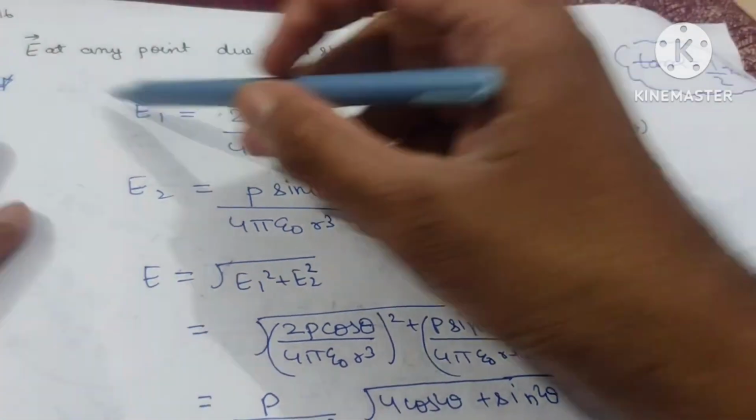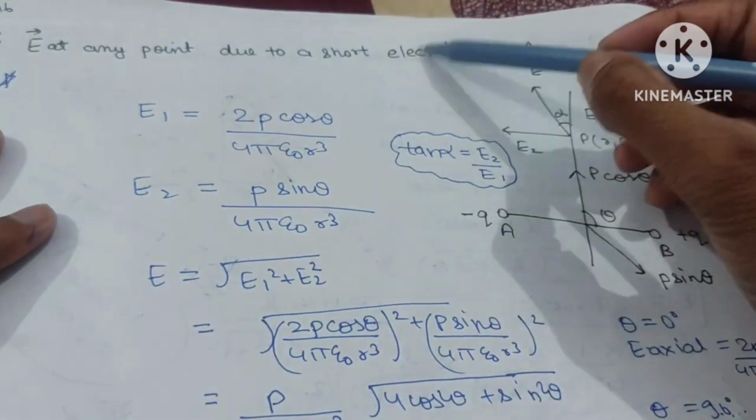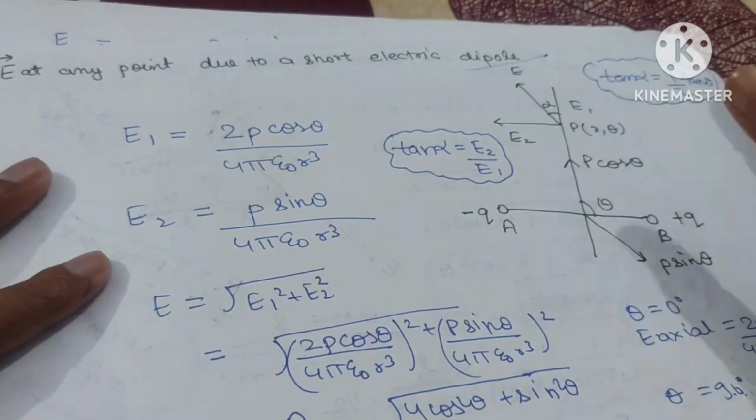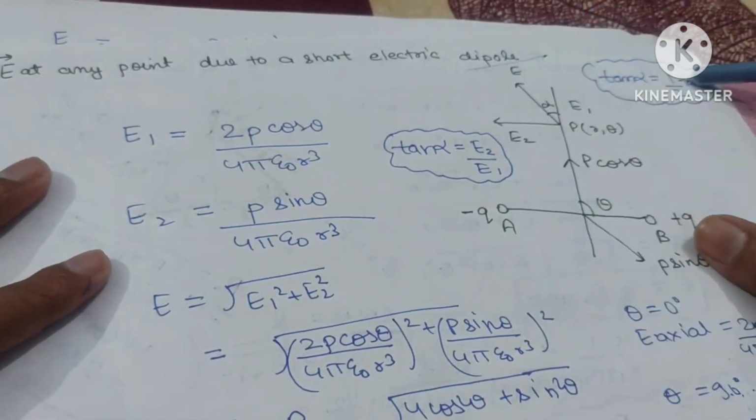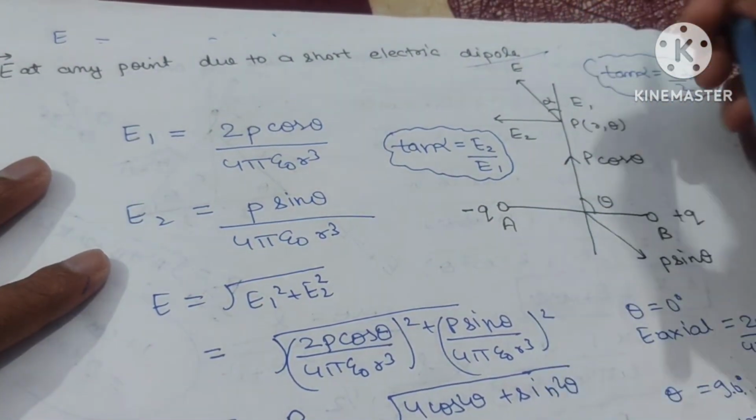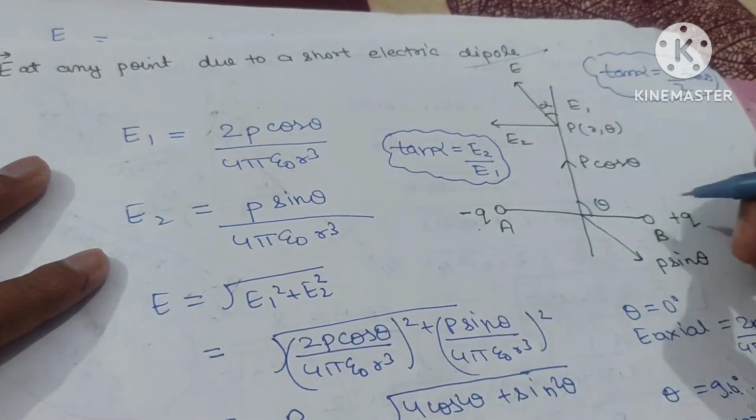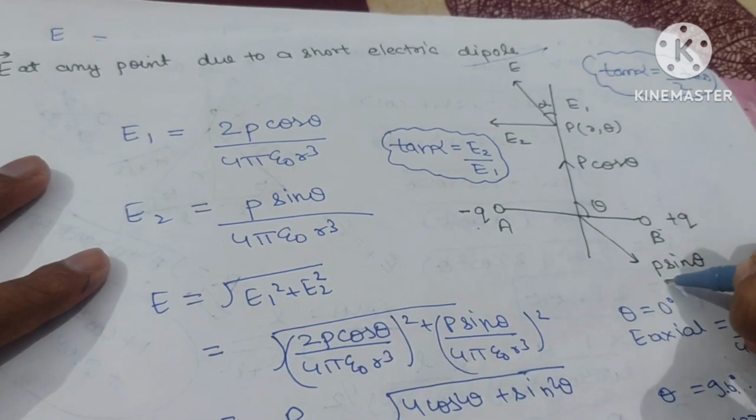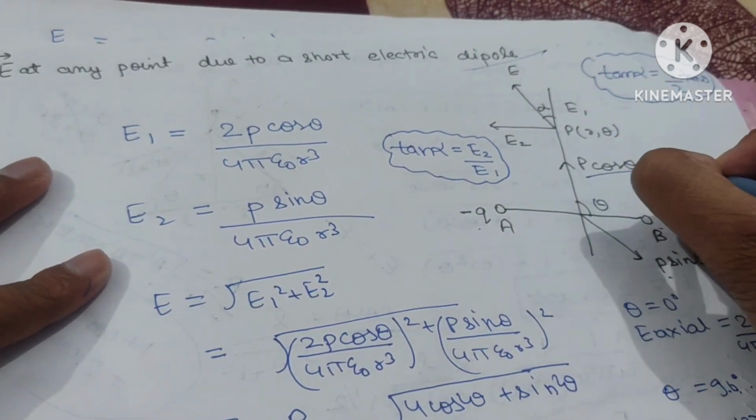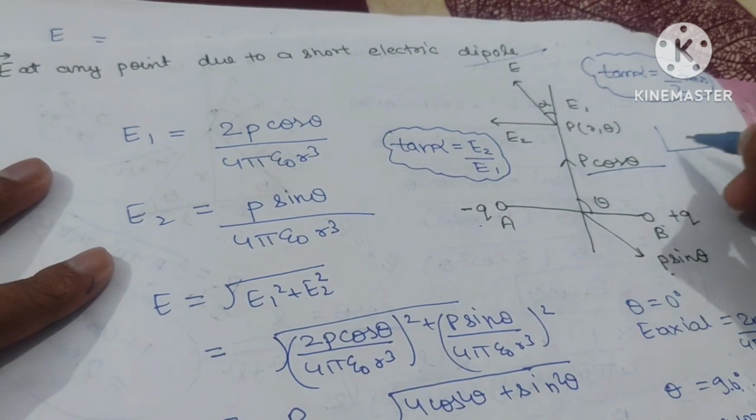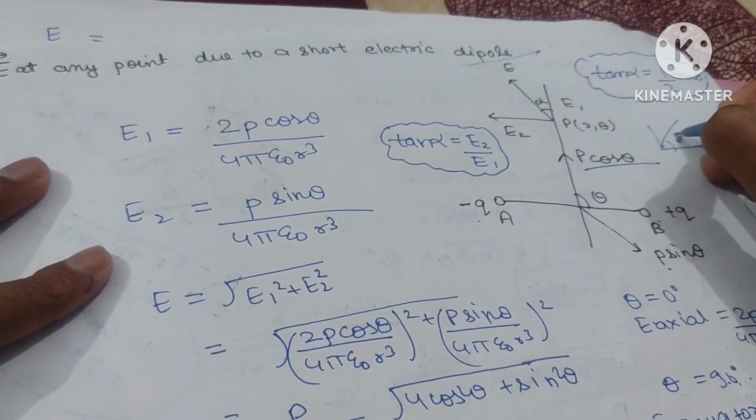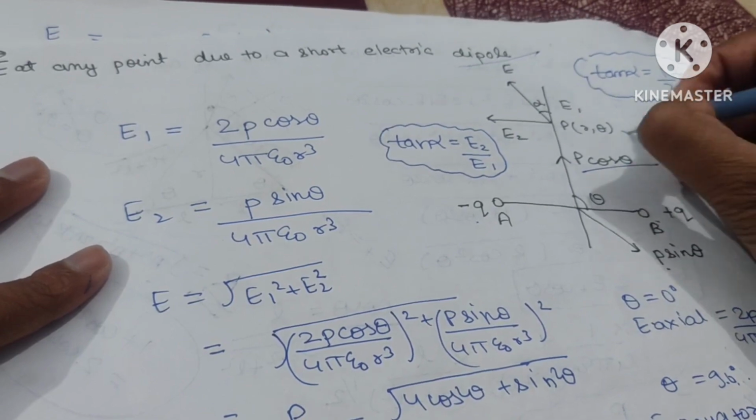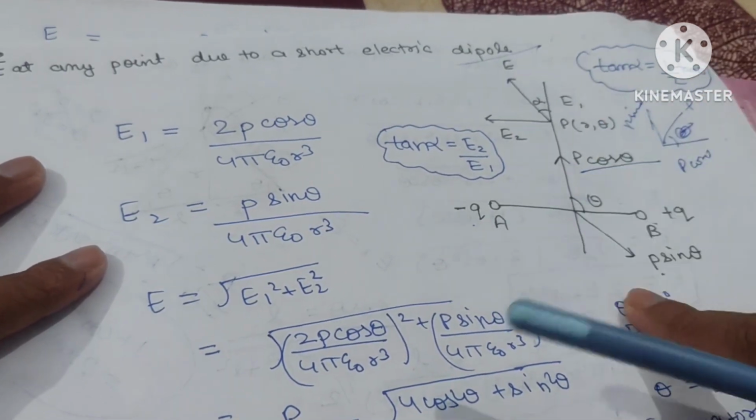Hello friends, today we'll find the electric field at any point due to a short electric dipole. We'll take this figure. This is a kind of component we'll extend. So taking minus q and plus q charge, here we take theta, and this will extend to p sine theta, and here is the p cos theta. So what we did here is we just extended the component. Here is p, here is p cos theta, here is p sine theta.